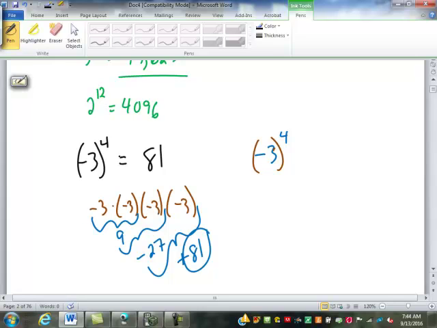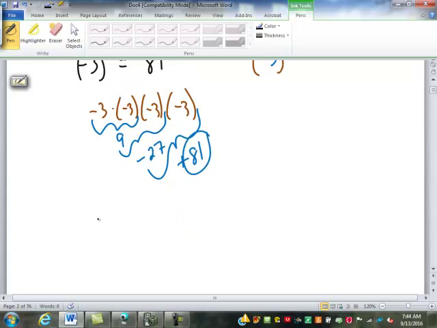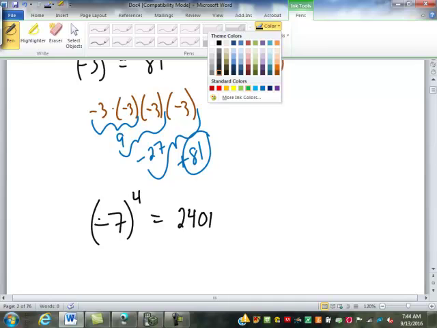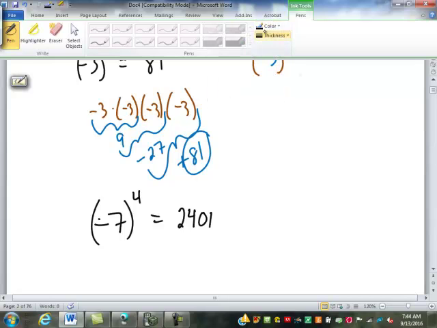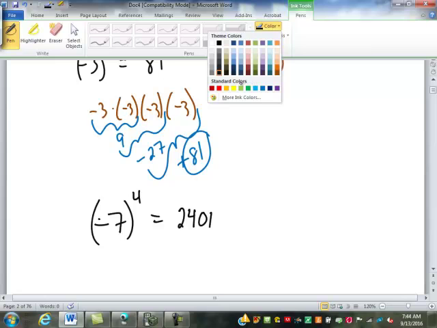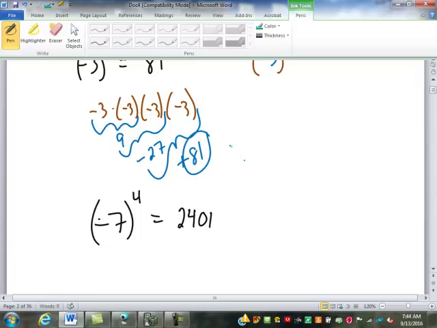In fact, after looking at this, what can we say about anything to the power of 4? Well, anything to the power of 4 will be positive. Negative 7 to the power of 4, 2,401, will be positive. Is there any even power? Well, let's keep looking at it. Then we'll see in a minute here. Now, 81: negative or positive? It's positive.